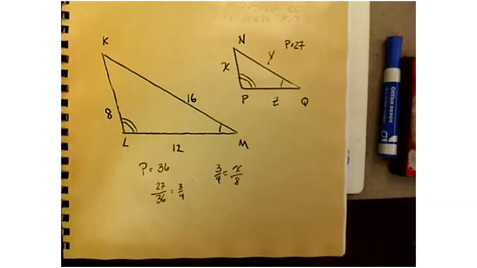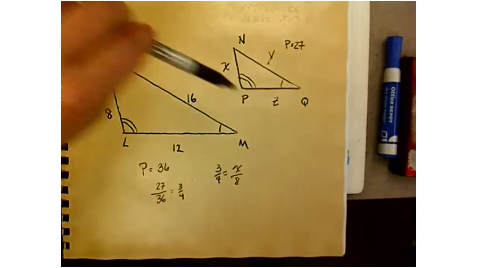What did we say first? 3 is to 4 as z is to 12. What do we say last? 12. First and last, you are your extremes. You multiply those. So 36 divided by 4, 9. Yeah, 9.